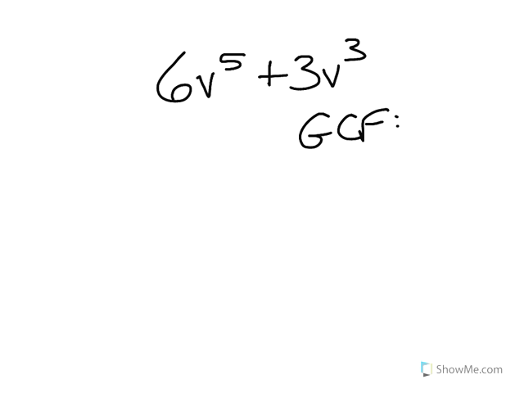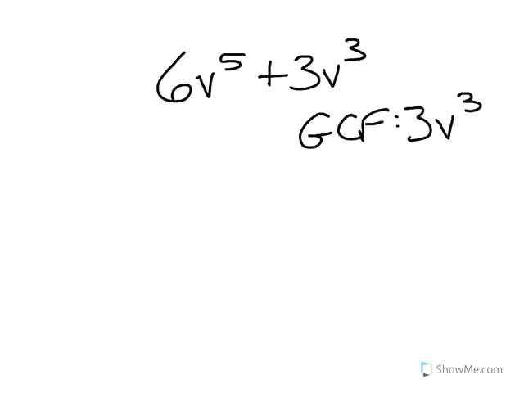Well, is there a GCF here? Well, there is at least one element to it, and that's because 6 and 3 certainly have a common factor. The GCF of 6 and 3 is 3. But v to the fifth and v cubed also have a greatest common factor. v cubed is a factor of v to the fifth, and of course it's a factor of itself. So v cubed is part of that greatest common factor.